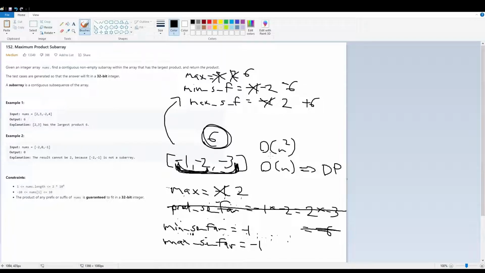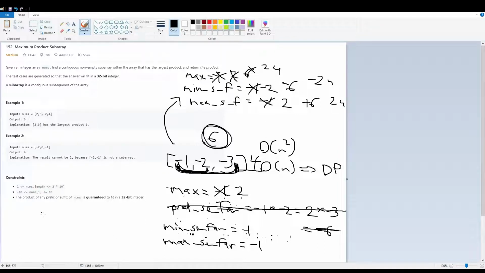6. And what if we had like a 4 here? We would do the same thing. So for each min so far, max so far, multiply by 4. So this would be minus 24, this would be 24, and then we take the maximum, which would be 24 here. And yeah, so that's how we go about it.